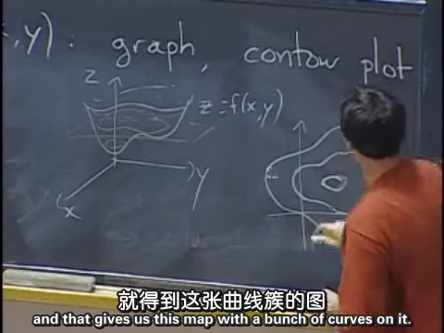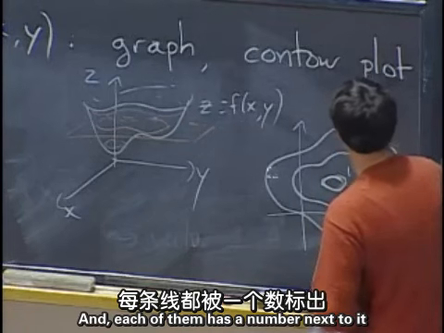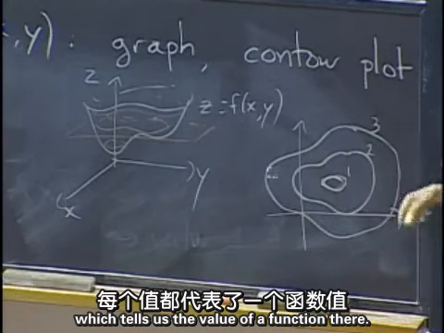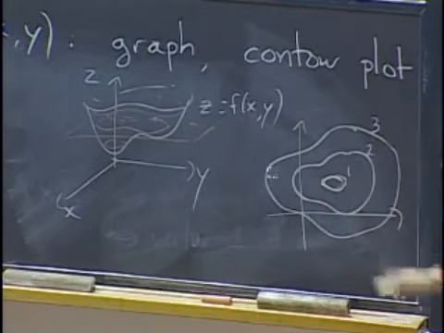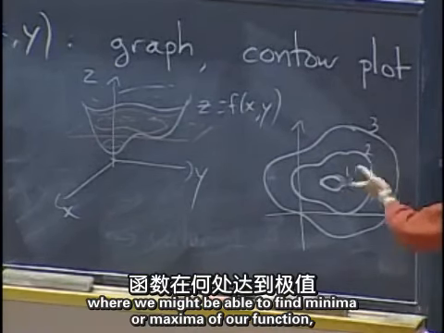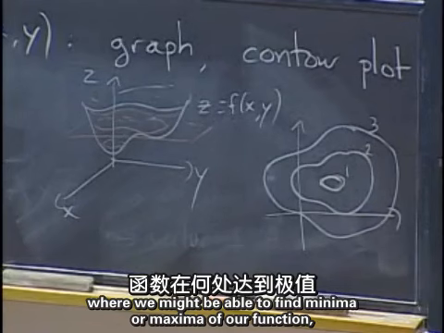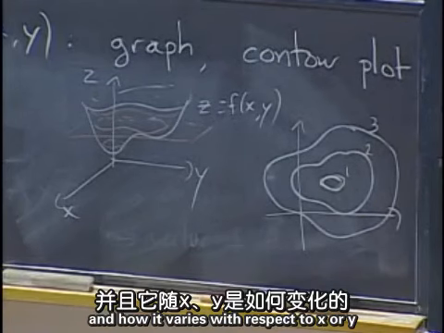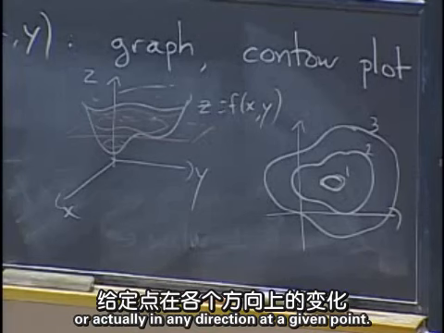With a bunch of curves on it, and each of them has a number next to it which tells us the value of a function there. And from that map, we can of course tell things about where we might be able to find minima or maxima of our function and how it varies with respect to x or y, or actually in any direction at a given point.